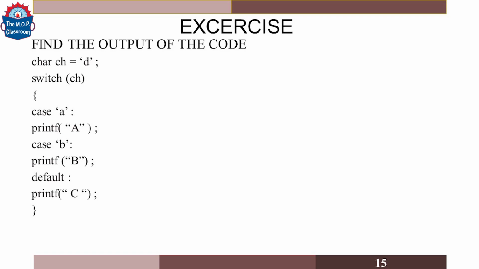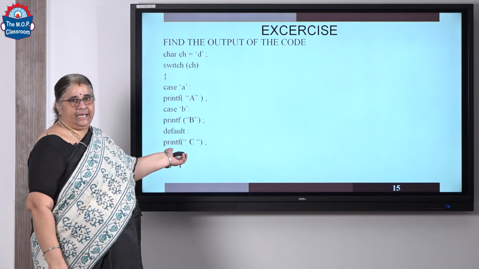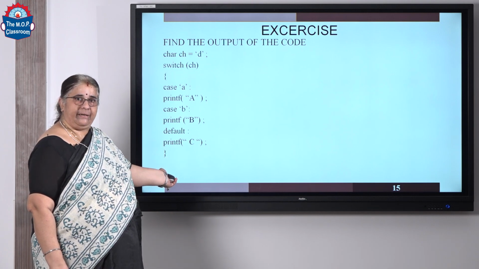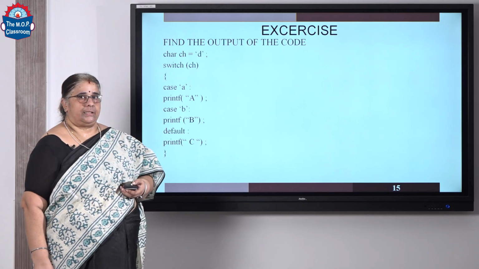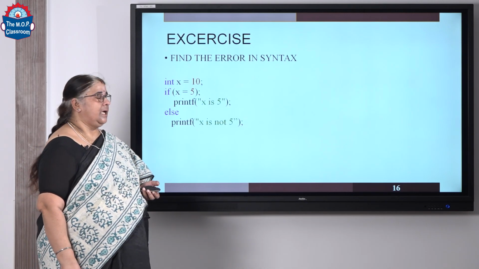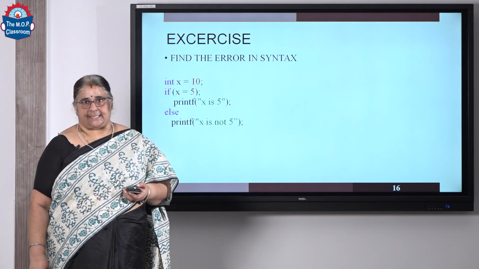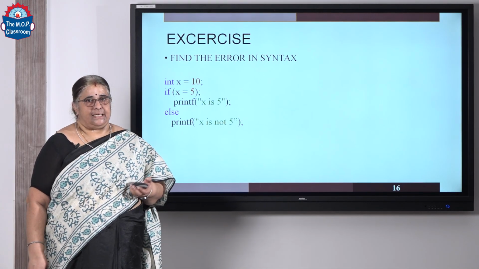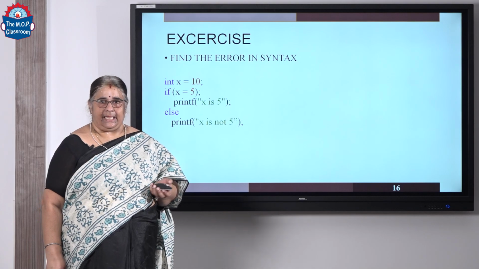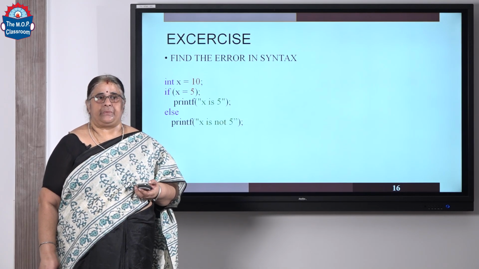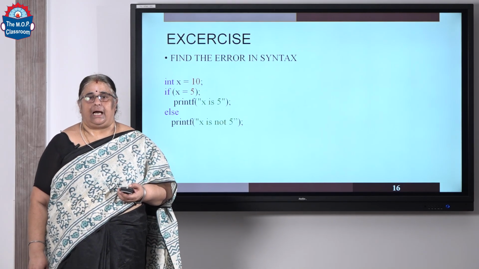Can you understand what will be printed here? The choice is D, which is not there in any one of them. So what will be printed? The default value called C. Okay? Can you find out the error in this? This program will execute, but please understand the if condition is having a semicolon, which is not there in the syntax. Okay? I hope this is very clearly understood by you.